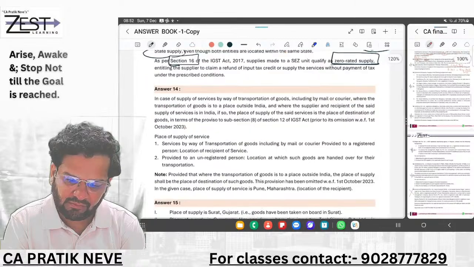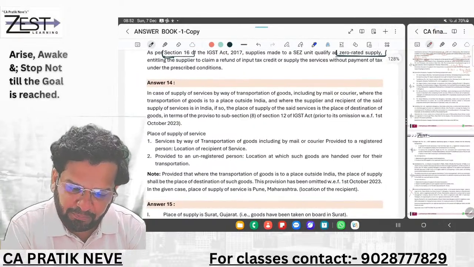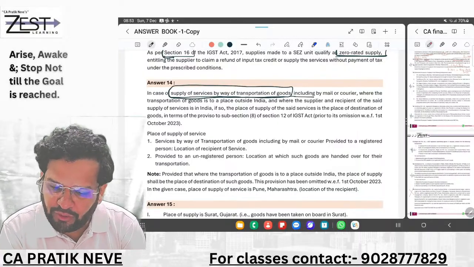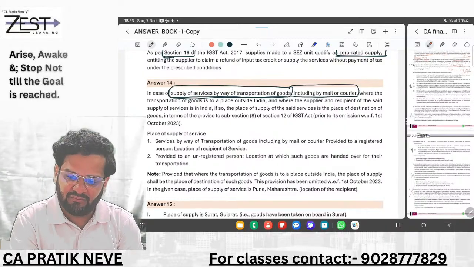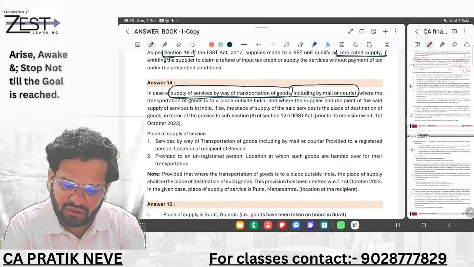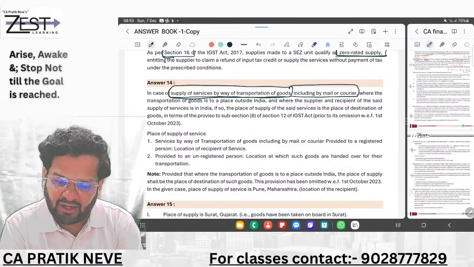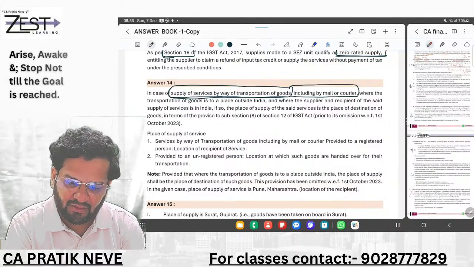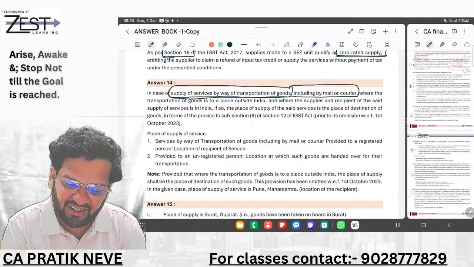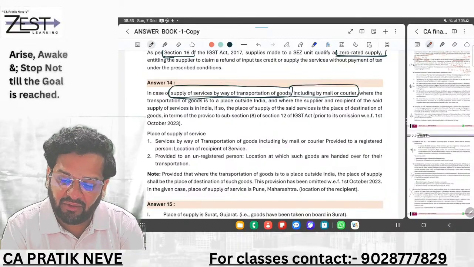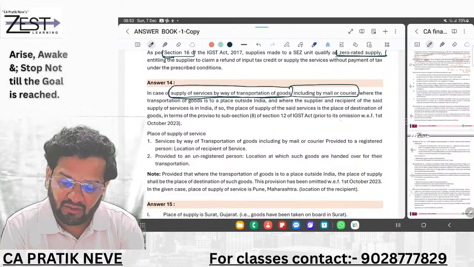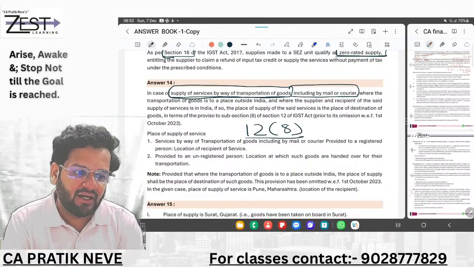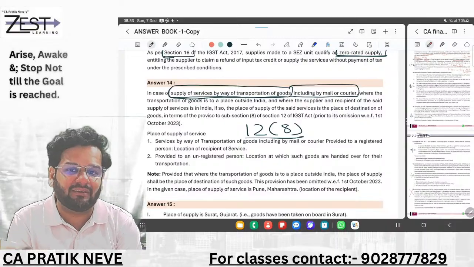Supply of services by way of transportation of goods, including by way of mail or courier, where the transportation of goods is to a place outside India, and where the supplier and recipient of said services are in India. Earlier it was supposed to be where the destination of goods is. Okay, now it is 12.8. In short, now it is 12.8. Earlier there used to be a proviso to 12.8, that is now deleted.